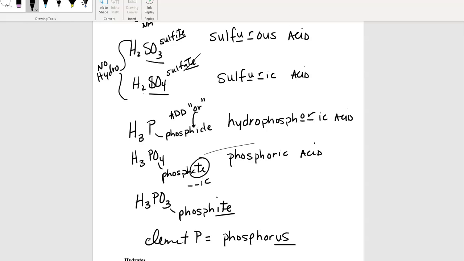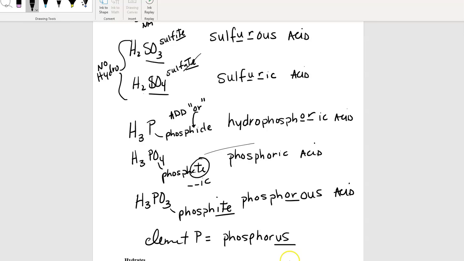Well, we don't name hydro still. Okay, we have to add those 2 letters back on, OUS. Okay, so remember with its ITE, you add that ending OUS. So please make sure you see the difference between the element phosphorus and phosphorus acid. They are 2 different ones.